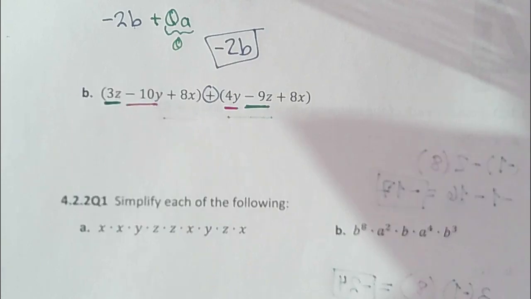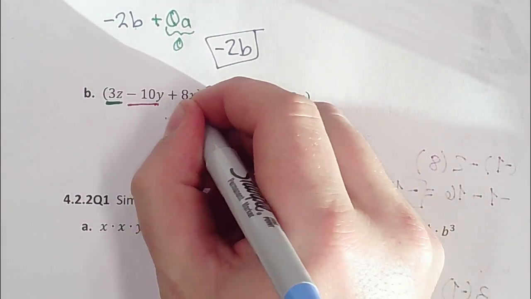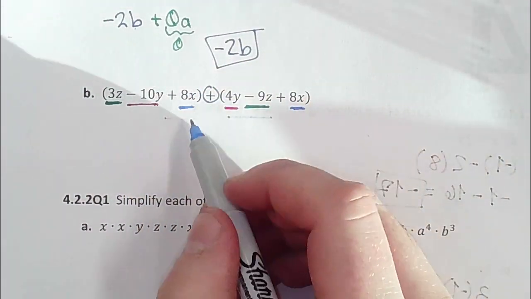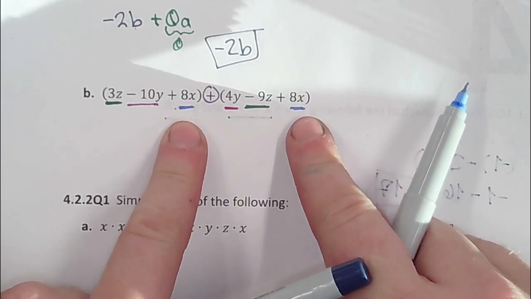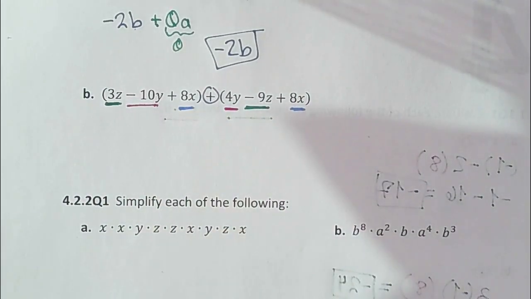And last but not least, we have our x's. We have 8x's, and then another 8x. And if we were subtracting these, they would definitely become 0, right? 8x minus 8x, but we're not. We're adding. So we're going to add them.